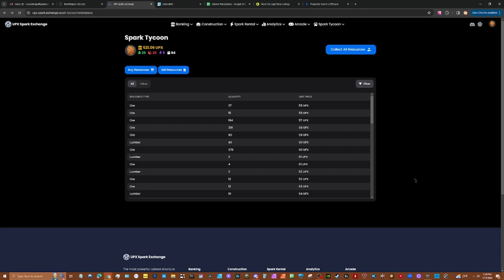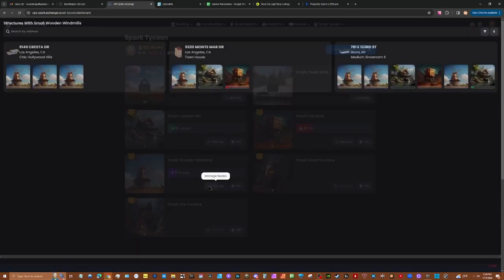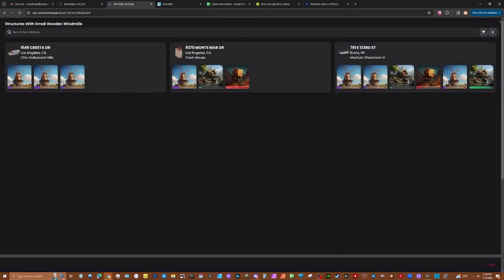And think about this as you build out these nodes. Let's take a look at one of my nodes. This node here is 9320 Monty Drive, a townhouse in Beverly Wood, Los Angeles. I've got an energy node, a lumber node, and an ore node on that. That brings utility and value to this Upland property and building, right? Because now people are buying these properties that have these builds.